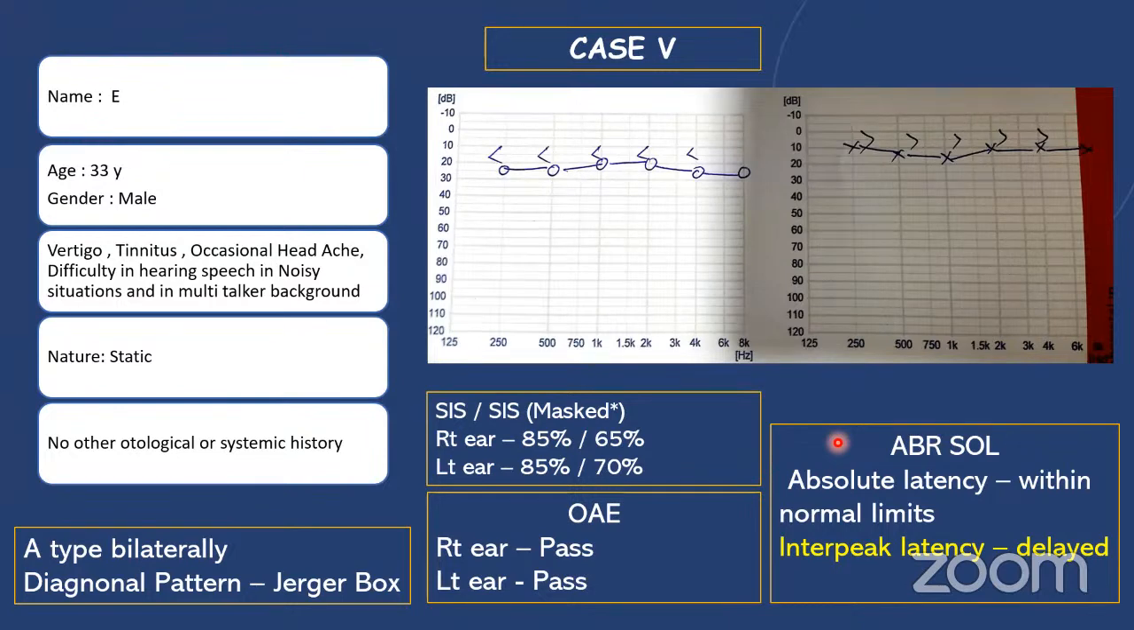So it is very important, along with the routine audiological evaluation, that we go for an ABR or ABR site of lesion testing to rule out retrocochlear pathology. So in such cases, because OAE is present, correlating OAE with ABR, we can rule out whether it is an auditory neuropathy or acoustic neuroma case. For this case, I didn't get the radiological results, but this case was diagnosed as an acoustic neuroma case in the right ear.